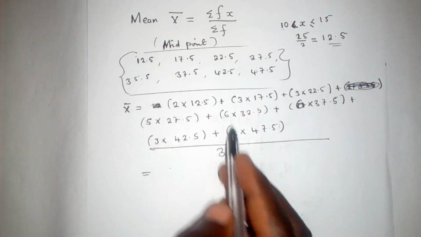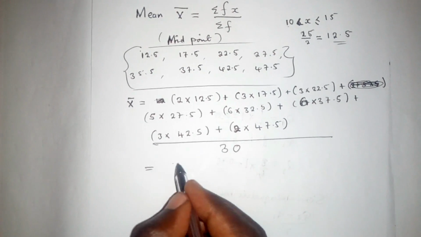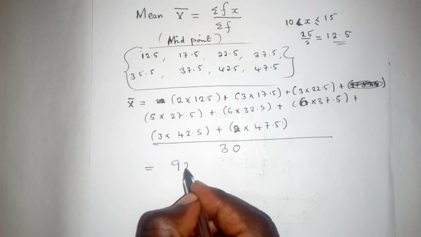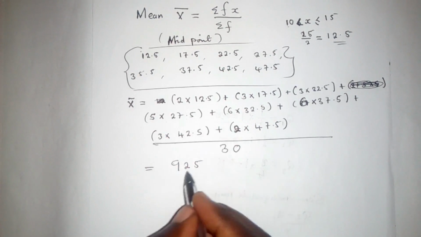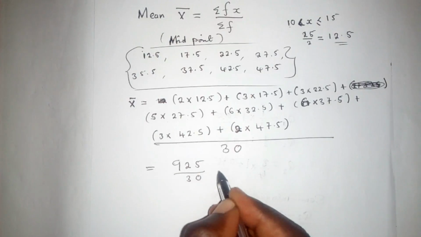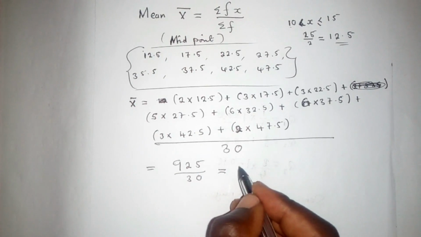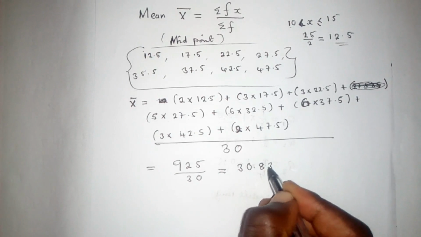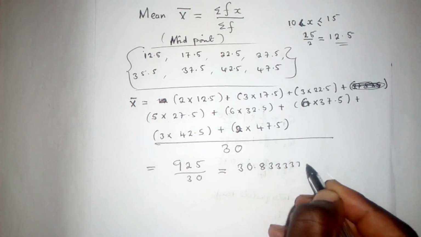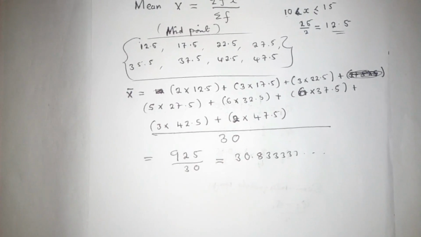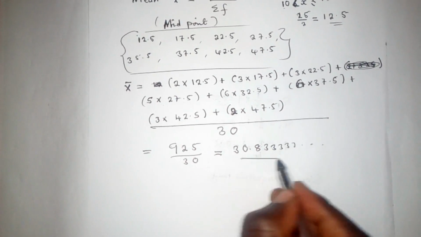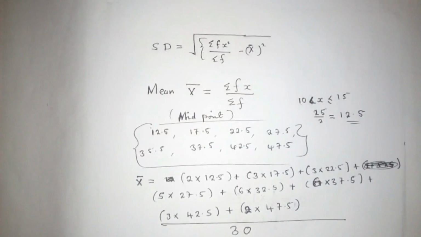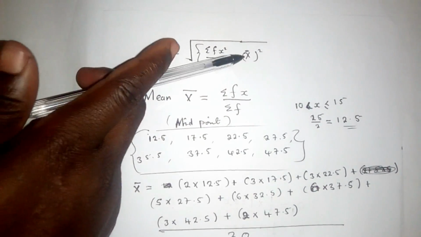So when you work out what is on top here, you find that your answer is 925 over 30. And when you finish it up, it will be 30.8333, so on and so forth. So this is our mean. We have found our mean over here, which we need to use in our formula here. Put it here.